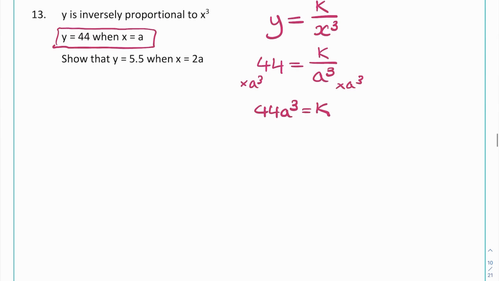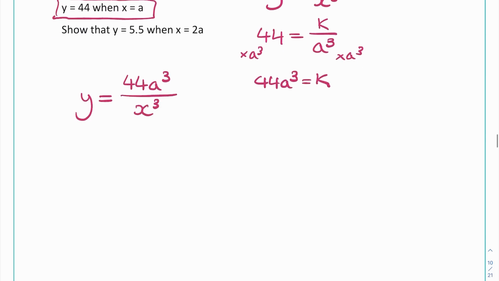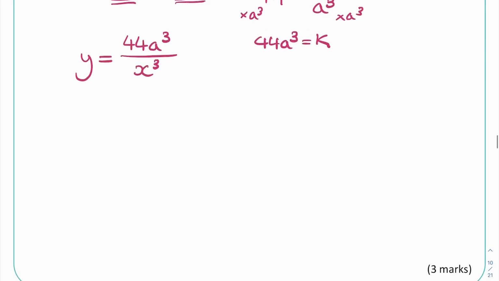So show that y is equal to 5.5 when x is equal to 2a. So if we put that value of k back into our formula that we'd already written, we get y is equal to 44a cubed all over x cubed. It says show that y is equal to 5.5 when x is equal to 2a. So we need to actually substitute this in and see what we get.